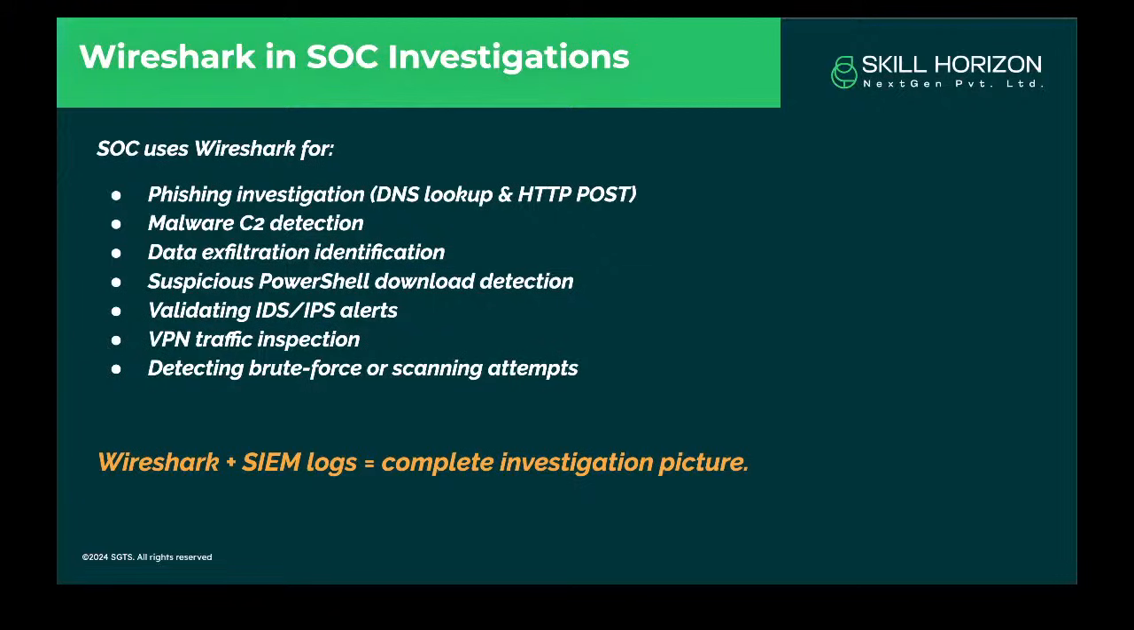How is Wireshark useful in SOC investigation? Wireshark is used in phishing investigations, malware C2 detection, data exfiltration, suspicious PowerShell download detection, validating IDS or IPS alerts, VPN traffic inspection, or detecting brute force or scanning attempts. So we can use Wireshark in multiple things in SOC, detecting multiple suspicious attacks with the help of Wireshark.